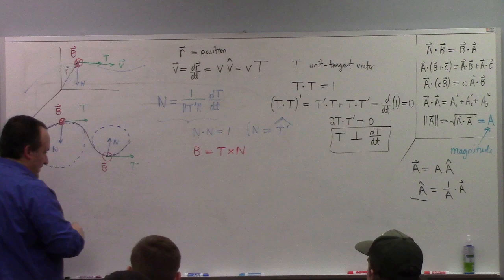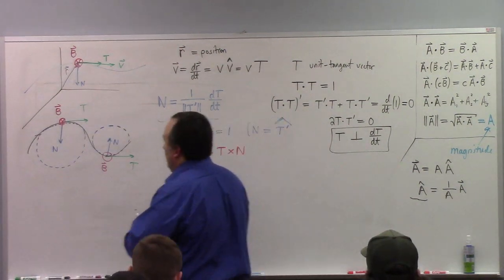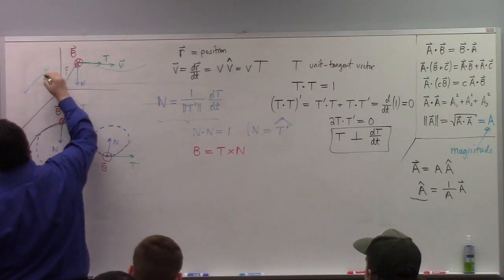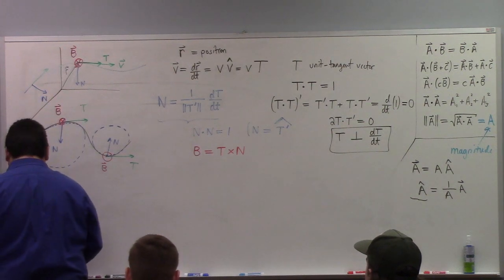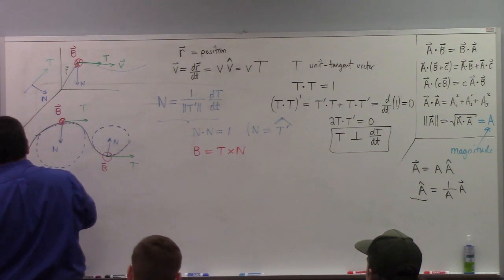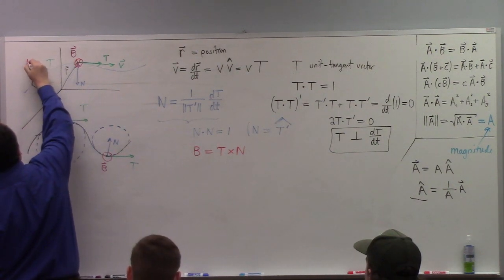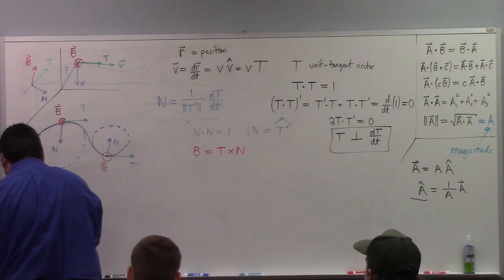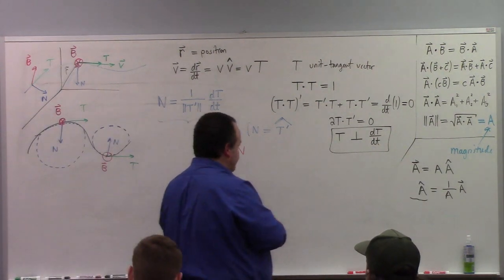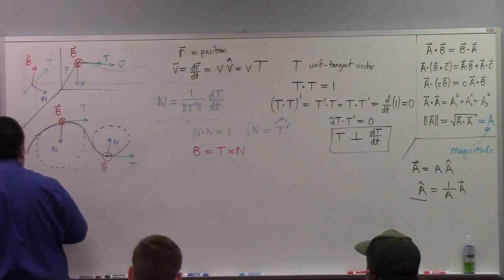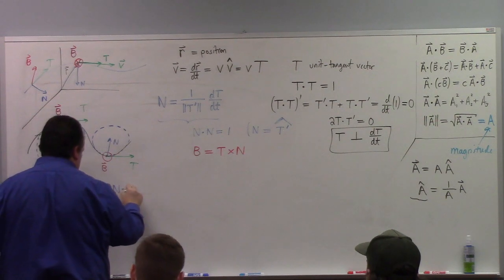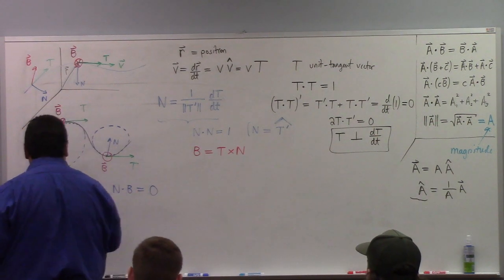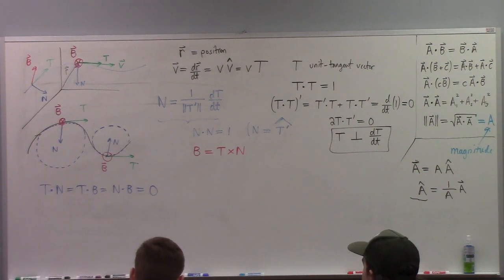So let me try one more picture of what's going on. You've got T like this, maybe you've got N like this, and then you've got B like this. The thing is, you can prove that T dot N is equal to T dot B is equal to N dot B, and all of these are equal to 0. So the T, the N, and the B are perpendicular vectors.